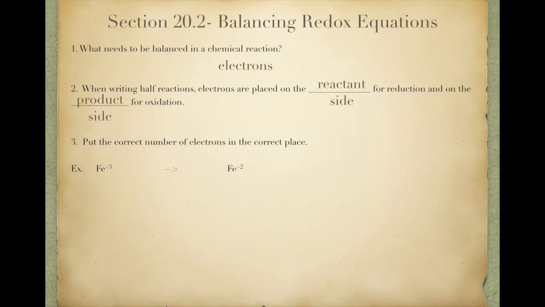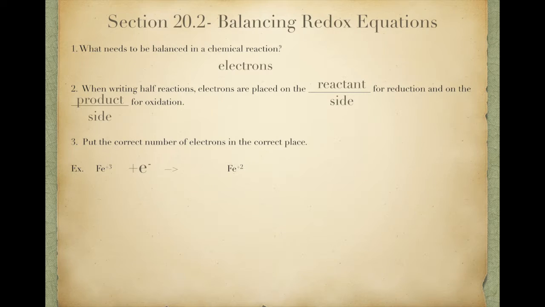So let's look at an example really quickly. This tells me to put the correct number of electrons in the correct place. Well, iron has a +3 charge when it's a reactant and then a +2 charge when it's a product, which tells me that this is being reduced because it is gaining 1 electron. So I'm going to put the electron on the reactant side, and it's just 1 electron. So not too bad. Well, here comes the issue.